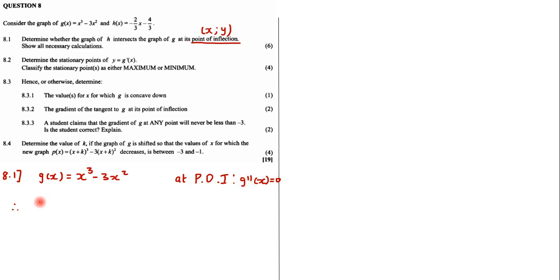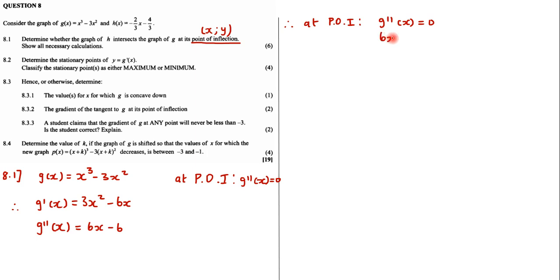So let's see what our second derivative is going to be. In order to do that, we first have to calculate our first derivative. This is going to be 3x squared minus 6x, and from there we calculate our second derivative, which is 6x minus 6. Now at the point of inflection, we state that the second derivative should always be 0.